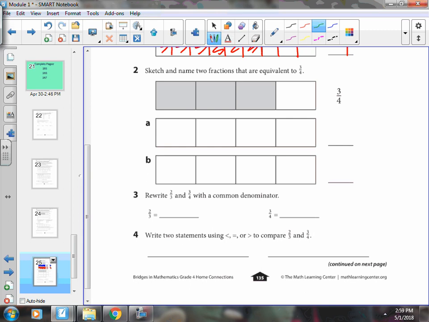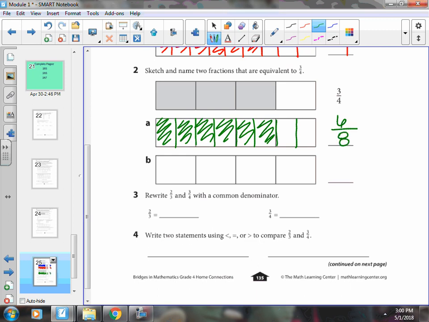Again, choosing something really simple like maybe these 4 sections, again, splitting them in half. They are half as big, so I need to shade in twice as many. So instead of shading in 3, I'm going to shade in 6. And then those shaded sections look equivalent and are equivalent. 6 out of 8. 3/4 multiplied by 2 over 2 is 6/8. That's just an example. There's lots of possibilities.